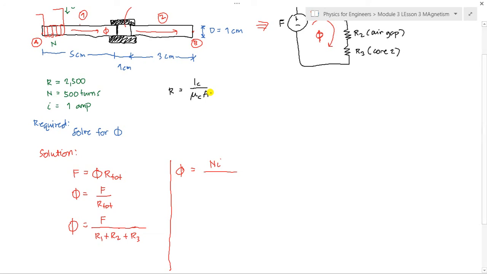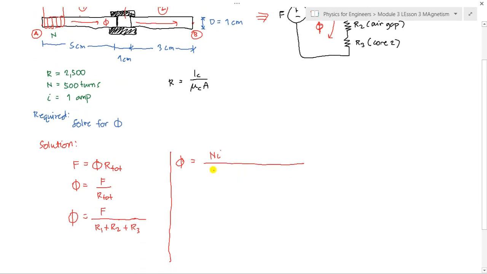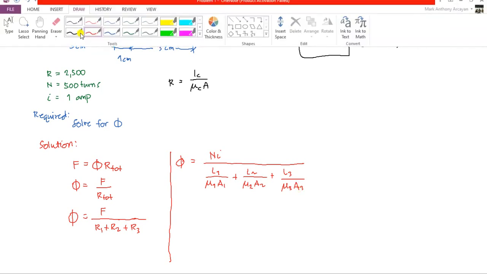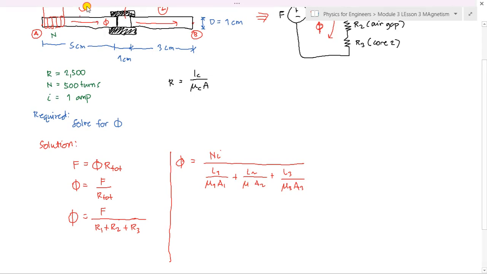Okay, right? So therefore, for R1, going back to this equation, that is the first core. That is L1 all over mu1 times area 1, plus L2 all over mu2 area 2, plus L3 over mu3 area 3. But since the second reluctance is an air gap, this is actually mu o, meaning the permeability of free space. Now, what about mu1 and mu2? Since they are of the same material, the same core, we can just label them as mu. So put here mu, then mu.